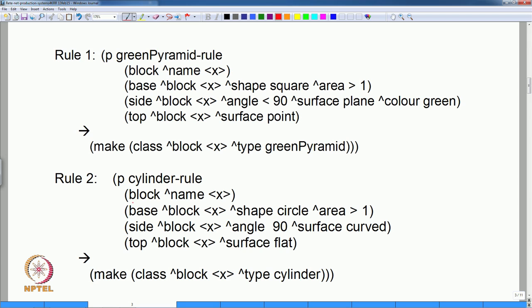Likewise, the second rule is a cylinder rule which identifies a cylinder. So, the second, third and fourth patterns are important. The second pattern says that its base is circle and area must be greater than 1. The third pattern says that the side must be of angle 90 degrees and the surface must be curved, and the last pattern says that the top surface must be flat, as opposed to a point, which was the case for a pyramid or a van essentially.